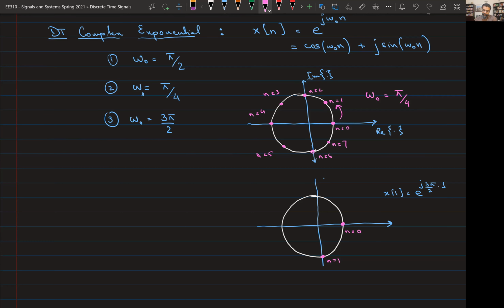Right? So you start moving from here. How much do you have to move? You get 3 pi, so is it 180 degrees? Yes. Right? So this is where you stop, and which is 270 degrees.